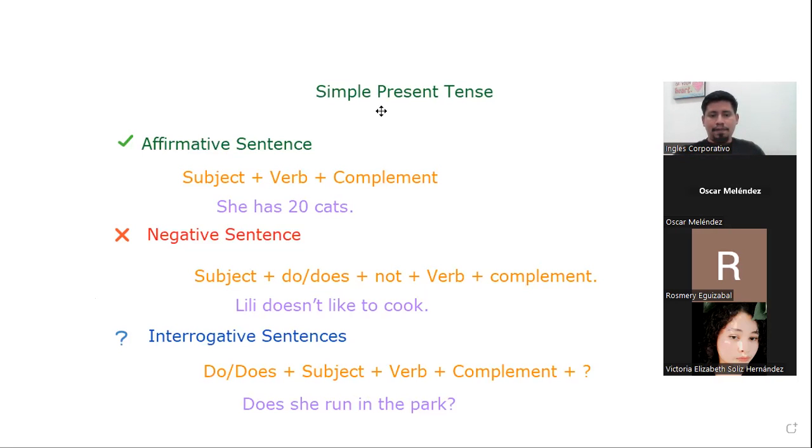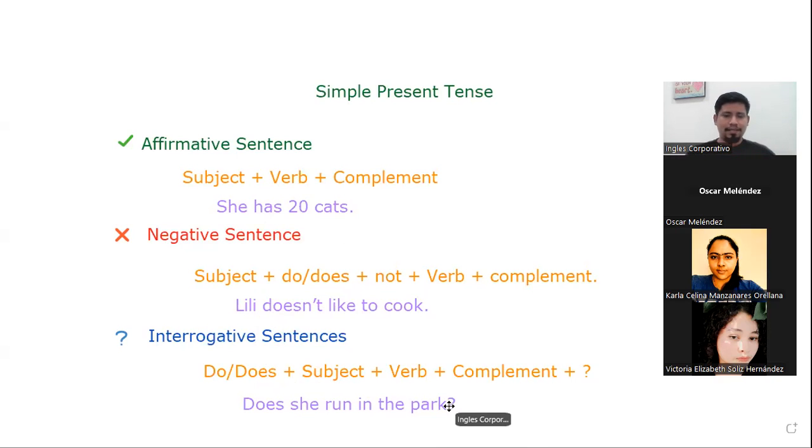So then you have the examples. In affirmative, she has 20 cats. In negative, Lily doesn't like to cook. And in the interrogative sentence, does she run in the park? So there you have the three examples. Do you have any questions about this topic? Is it clear? Yes, it's clear.